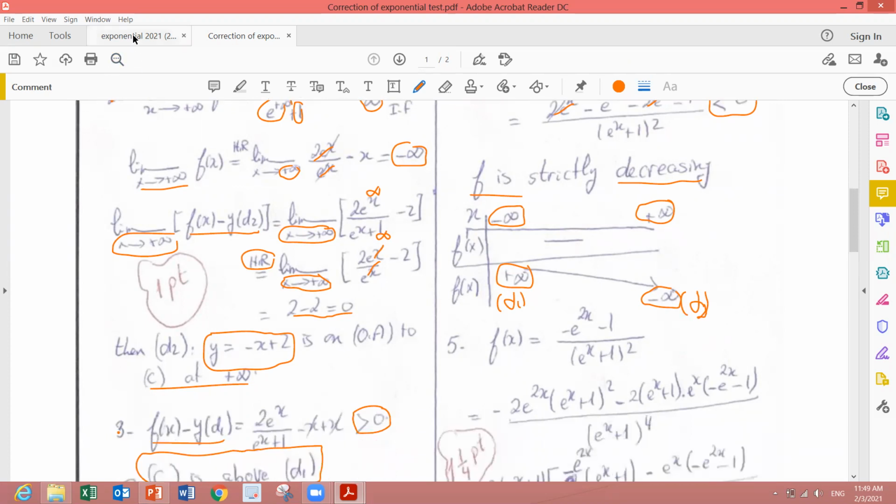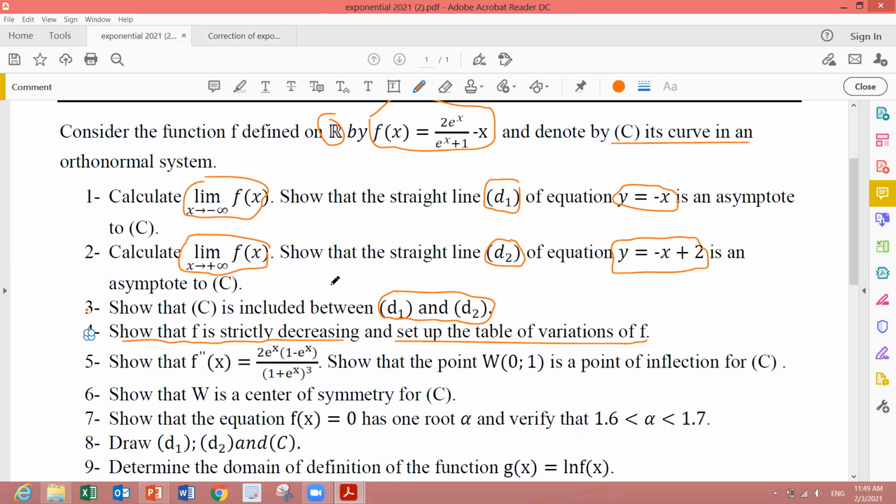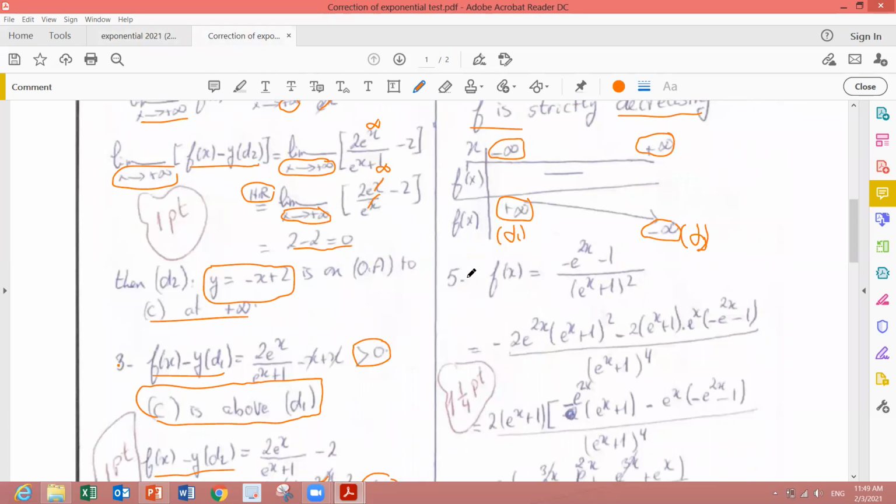Part 5. Show that f double prime of x equals that form, and show that the point W(0,1) is a point of inflection for C. Mostly all of you have done this part not correct. Part 5.